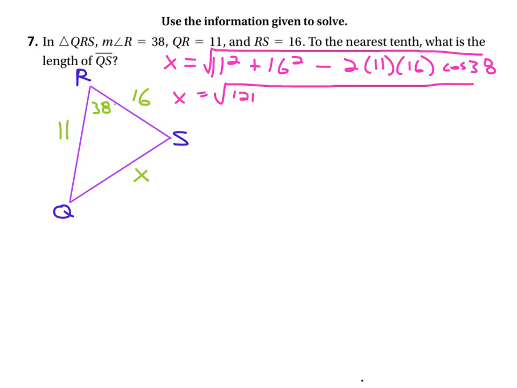11 squared, 121. 16 squared, gosh, isn't that 256? 16 squared, 256. Minus 2 times 11 times 16. I can actually do this in my head. I can tell you why. I can do 2 times 16 is 32. And if any of you have been paying attention to me, if you multiply anything by 11, you take that thing, like 32, you split the digits apart, and you add them together for the middle number. There you go, 352 times cosine of 38.